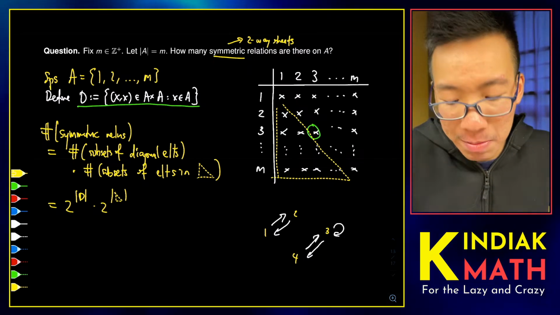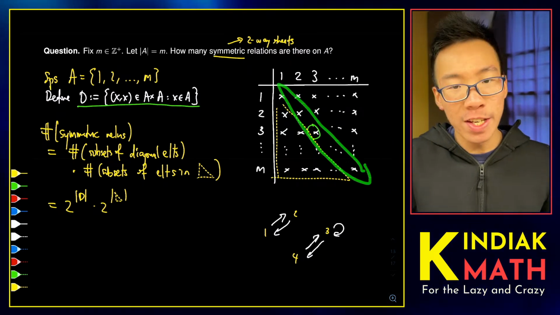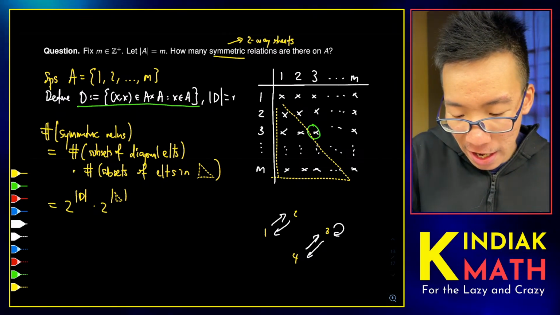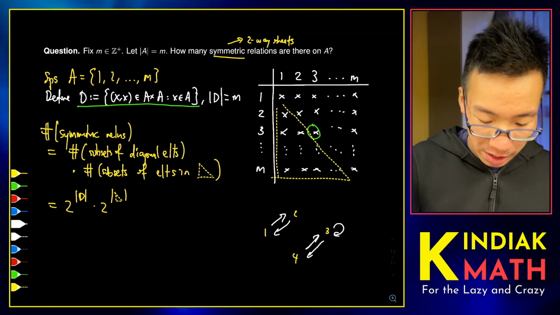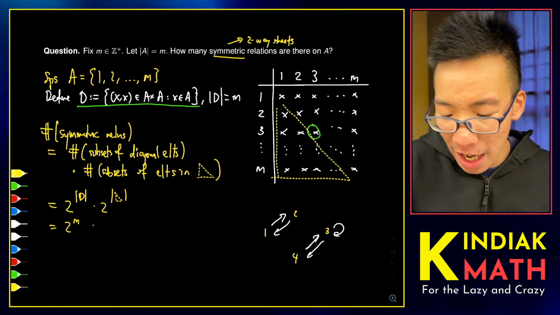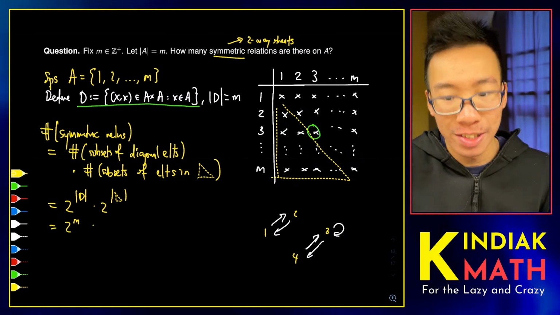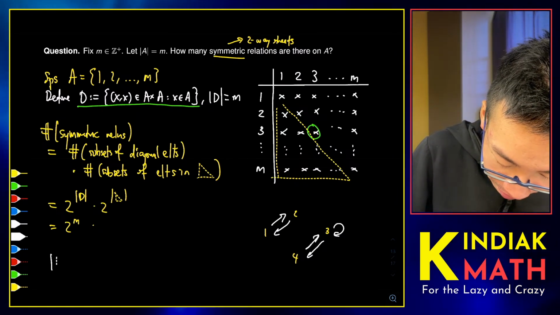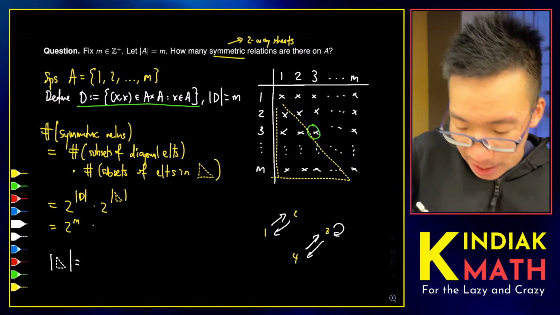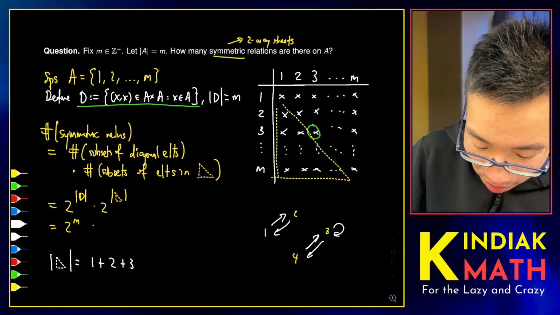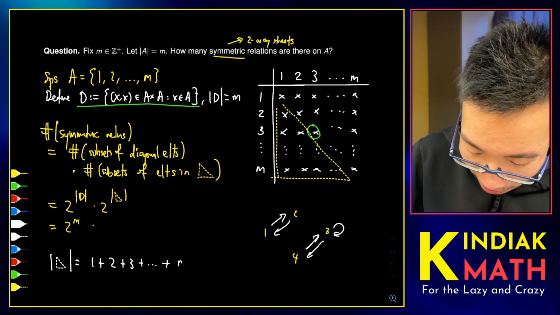Now, how many items are there in the diagonal? We've seen just now that the number of items in the diagonal is actually m. So we get 2 to the m. And how many items do we have in the lower triangle? Well, let's take a look. The number of items in the lower triangle is going to be 1 plus 2 plus 3 all the way to m minus 1.